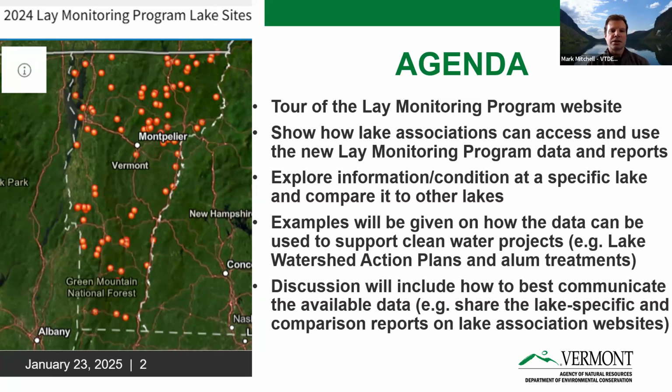I just did some updating in the last couple of years. We're going to explore some of that information and condition at a specific lake and compare it to other lakes. So that's looking at lake reports for a specific lake, and I'll use an example for that. And then with those examples, we'll be going over how the data can be used to support clean water projects, like lake watershed action plans, which we have about a dozen or so lakes, probably up to about 15 lakes now, that have these watershed action plans. And also other things like lake management, like alum treatments, which we just did one recently on Lake Morey, but actually the second time.